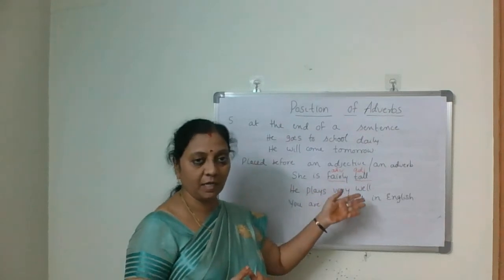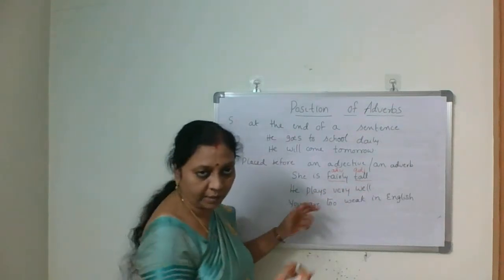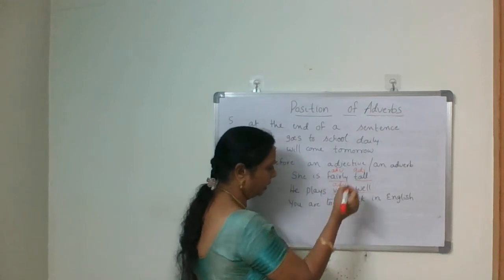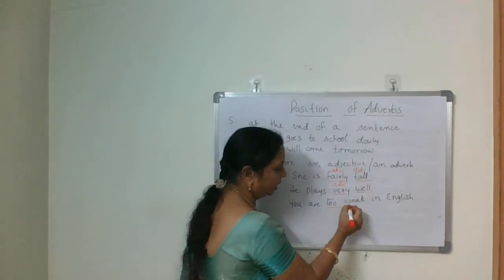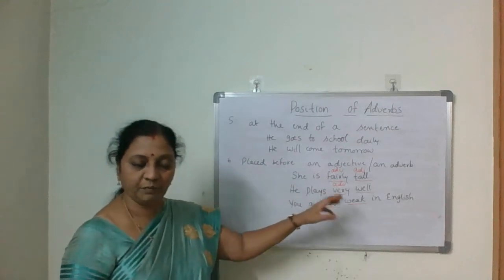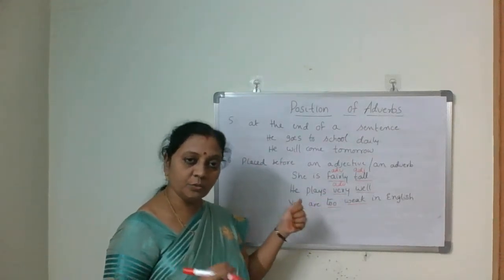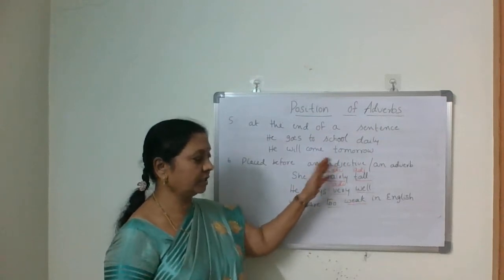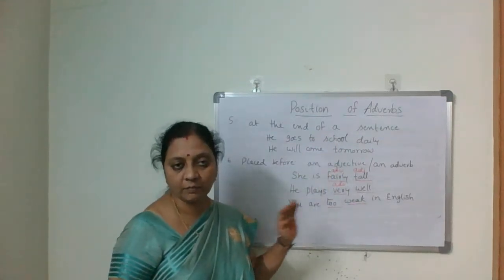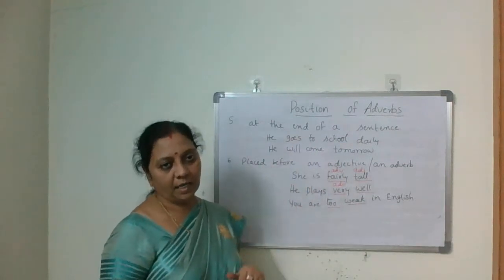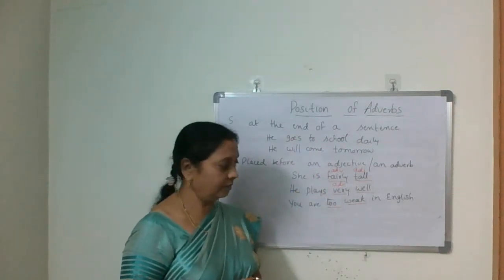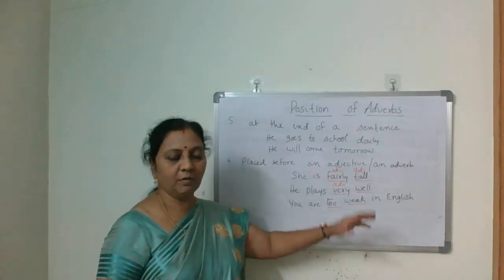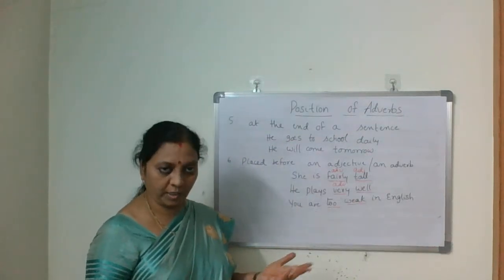He plays very well. Well is an adverb, and again, very is talking about another adverb. You are too weak in English. Weak is an adjective. Too is talking about an adjective. So in this case, what is the position of adverbs? They are placed before adjectives or other adverbs. He runs very fast. Fast is an adverb, so before that, we are using very.